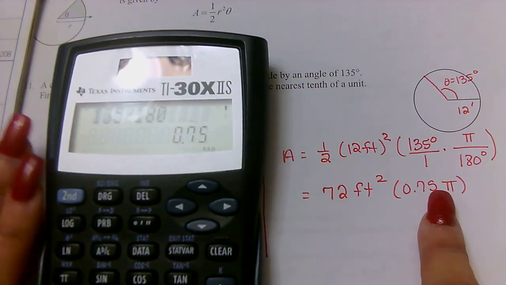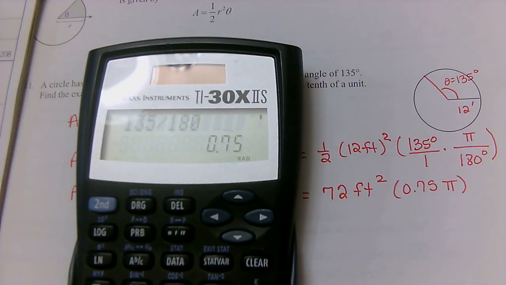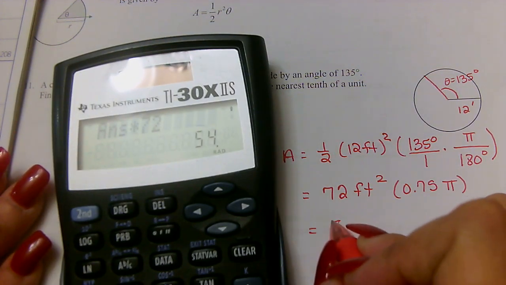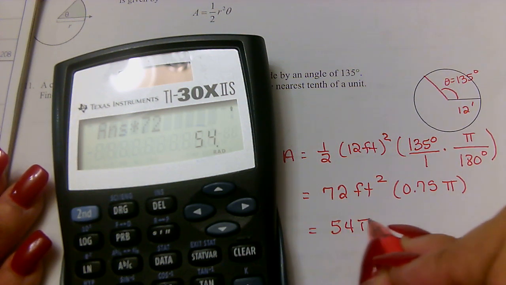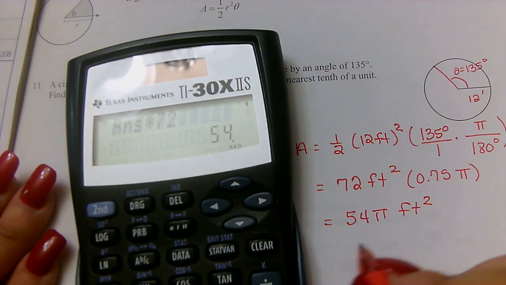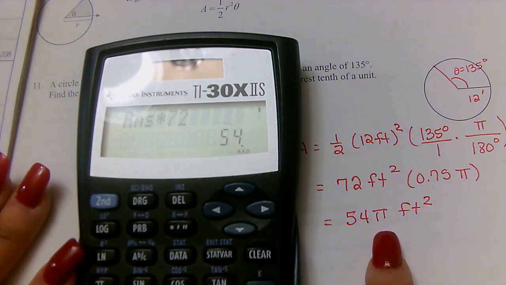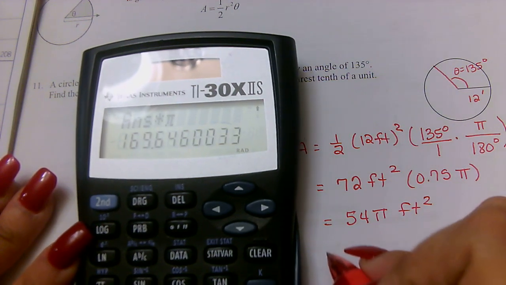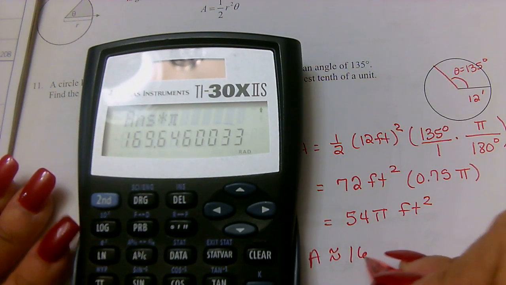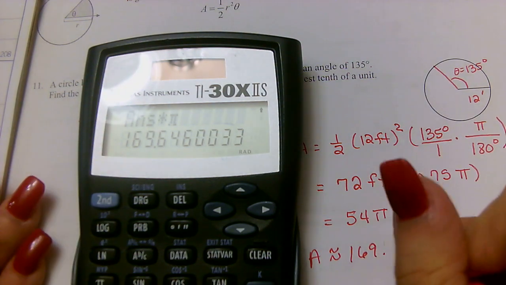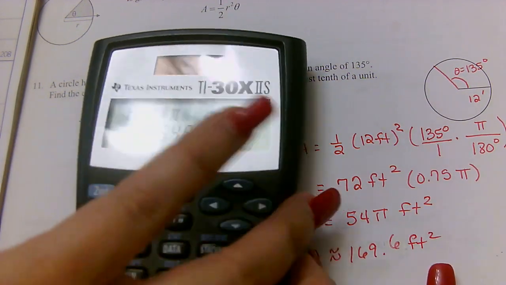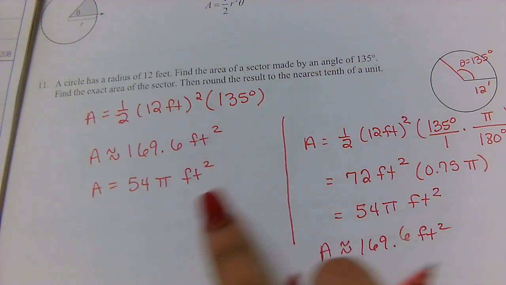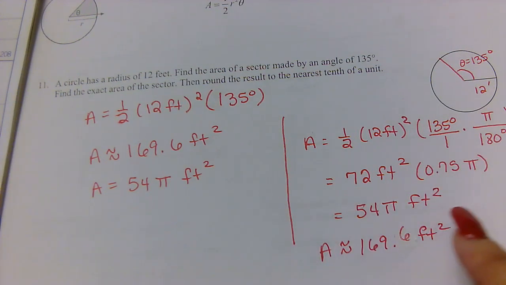So now I'm going to multiply these two together. So 0.75 times 72. And there's my 54. So here's going to be my 54 pi feet squared. And then the approximation would be 54 times pi. There's my approximation. Area would be approximately 169.6 feet squared. Exact same thing that I got over here. Just one is showing your work, the other one is using the calculator's capabilities.